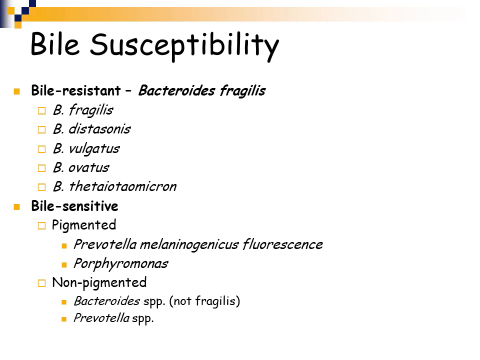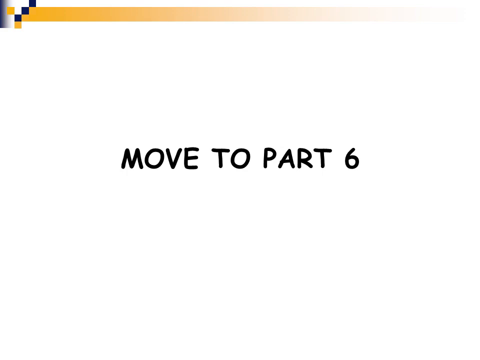The non-pigmented Prevotella, the pigmented Prevotella, Porphyromonas, and the non-fragilis Bacteroides species are all sensitive to bile. We're going to move on to the last part of this lecture.